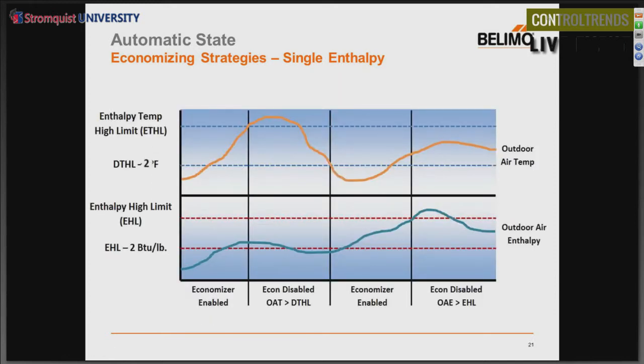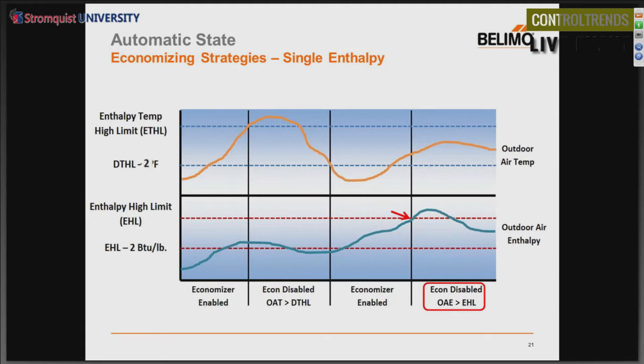Phase 1, economizing is enabled. Both your outdoor air enthalpy and your outdoor air temperature, the orange line and the blue line, are both below their high limits. We're working fine. However, when we get to this highlighted region here, the outside air temperature goes higher than your differential temperature high limit. So economizing is disabled, very similar to what we saw in the single dry bulb example earlier. In phase 3 of the graph, economizing is enabled again because we've gone below that limit.